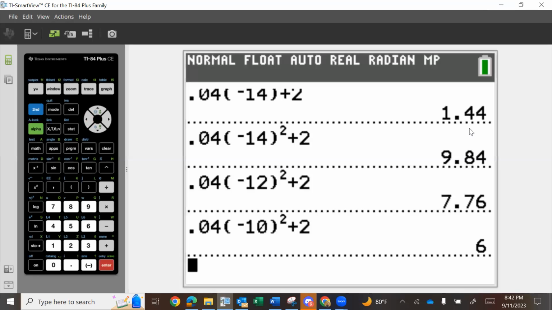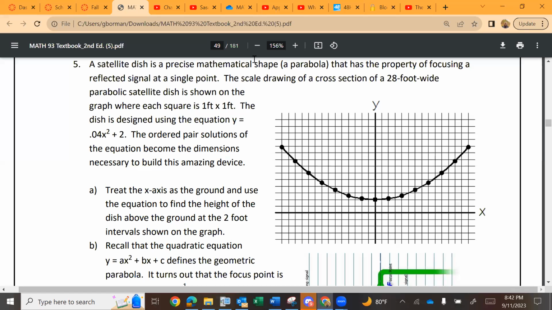Now you'll notice that as you look at the y coordinates of these guys over here on the right, it's going to be the exact same ones as the ones on the left because parabolas are symmetric. But you can still plug them all in. Anyway, that'll give you the answers to A.